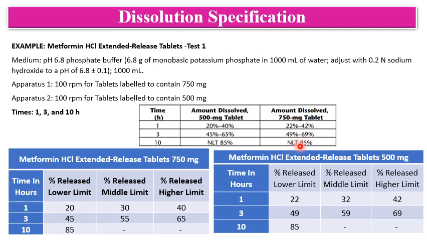NLT 85%. Here in 750 mg, they have mentioned 22 to 42%, 49 to 69%, and the last time point of 10 hours is not less than 85%.